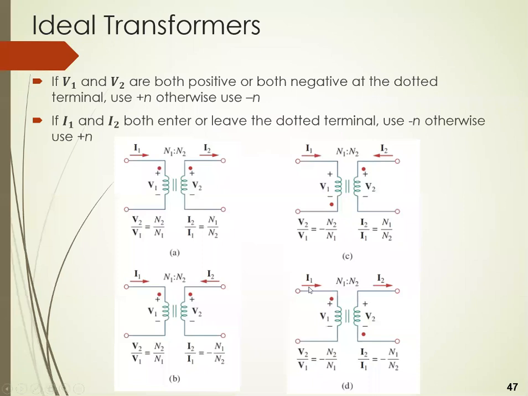Because this current I1 is entering the dotted terminal, and this I2 is leaving the undotted terminal, you have a negative sign. And the same thing if you notice on the circuit D, if you look at this first statement, V1 is positive at the dotted terminal, and V2 is negative at the dotted terminal. So that's why you have this minus N here. So those are the rules for ideal transformers with respect to the number of turns, or the turns ratio.